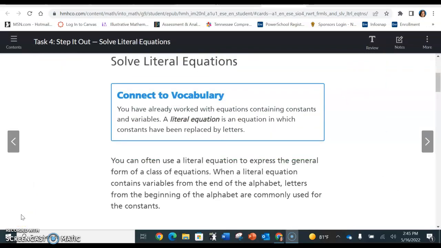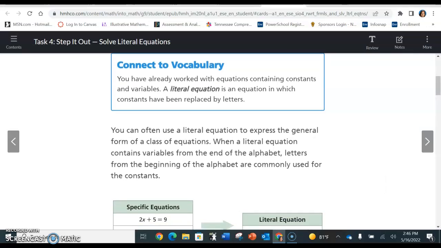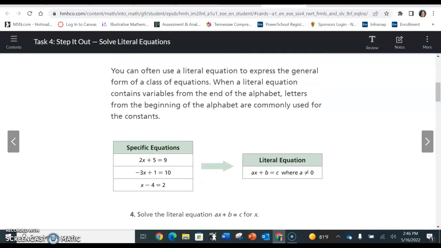Lesson 2.3, task 4, solve literal equations. Connect to vocabulary. You have already worked with equations containing constants and variables. A literal equation is an equation in which constants have been replaced by letters. You can often use a literal equation to express the general form of a class of equations. When a literal equation contains variables from the end of the alphabet, letters from the beginning of the alphabet are commonly used for the constants.